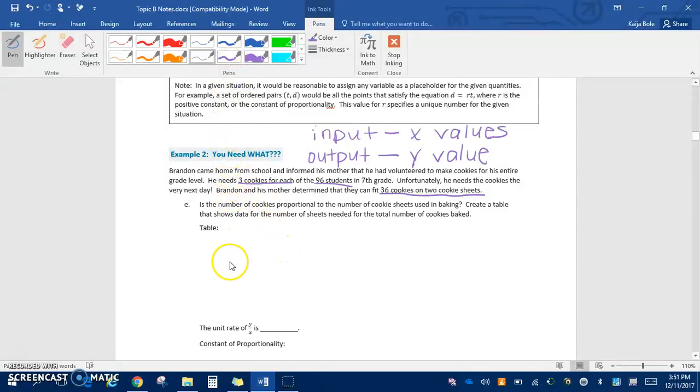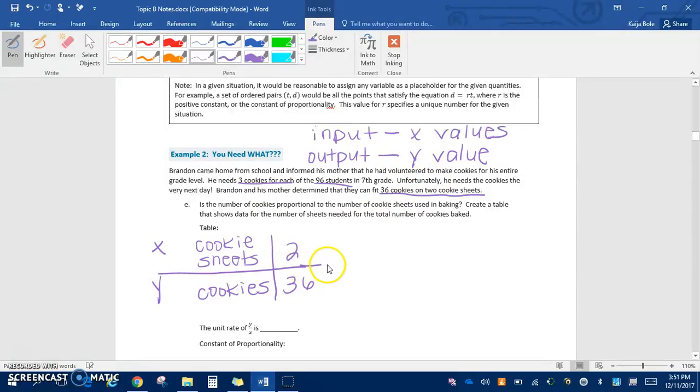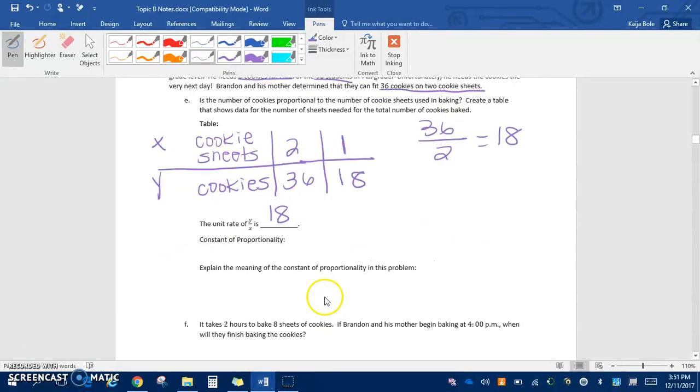So first we need to determine our x and our y, our input and our output. So our input, kind of what determines everything, would be our cookie sheets. Because the number of cookie sheets determines how many cookies, or output, that we can make. Alright, and they told us that they can fit 36 cookies on 2 sheets. So if we wanted to know how many they could fit on 1 sheet, we would do 36 divided by 2, which is 18, so they can fit 18 on 1 sheet. So the unit rate then would be 18, which means our constant of proportionality would be k equals 18.